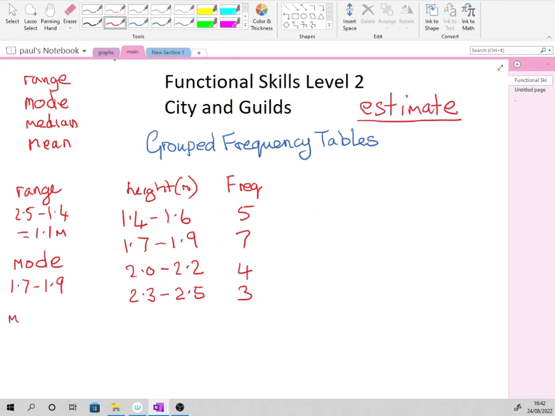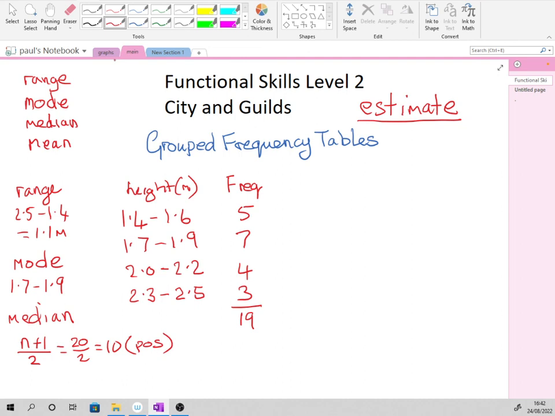Now the median, again we do the old trick where we add them all up. 5 and 7 are 12, and 16, 17, 18, 19, that lovely awkward number, yeah? So it's n plus 1 divided by 2, which is going to be 20 divided by 2, which equals 10. Now that's the position of the median number.